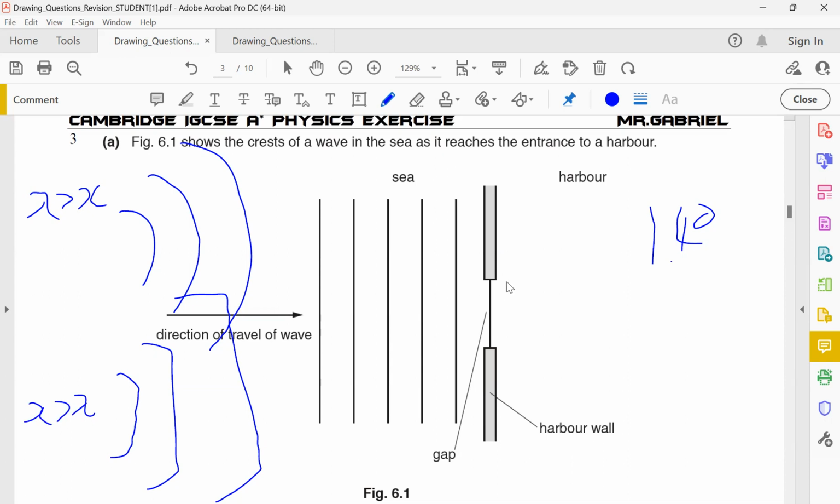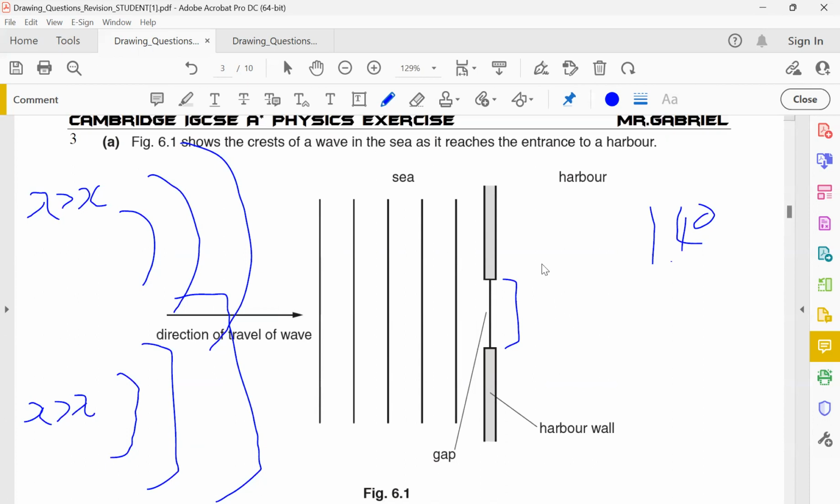And like I mentioned, guys, when you're drawing diffraction, there are a few conditions. Number one is that it must start from the gap. If you drew the first one like this, you are already wrong, because it must start from the opening of the gap, right? And it will look something like this. You can draw it nicely with your pencil.